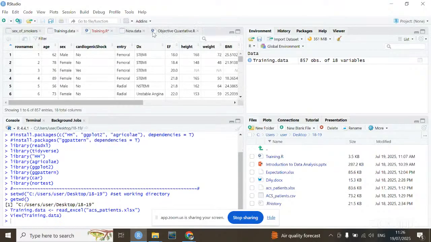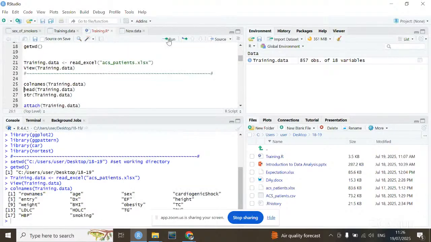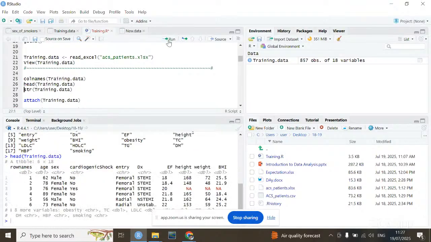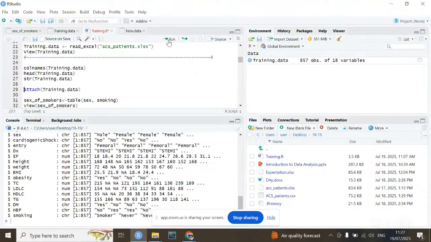let me first remove this. If we want to check the column names, we use colnames. If we want to check the headings, we use head, then the name of our data. If we want to know the structure of the data, we use the function str and the name of our data. If we want to use our data for analysis, but we don't want to keep typing the name of the data and using the $ sign to select the column, then we attach the data.